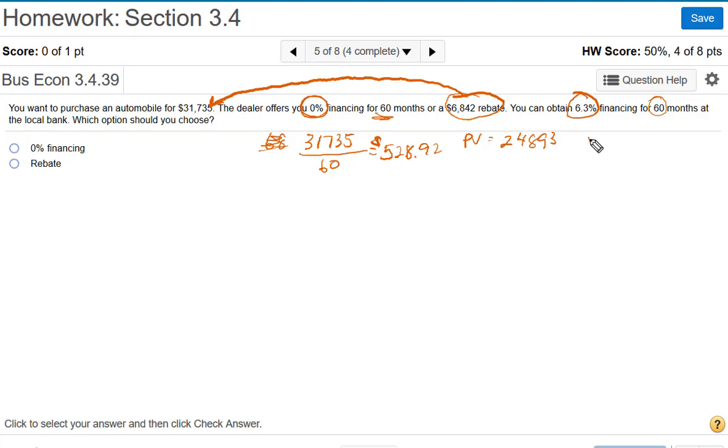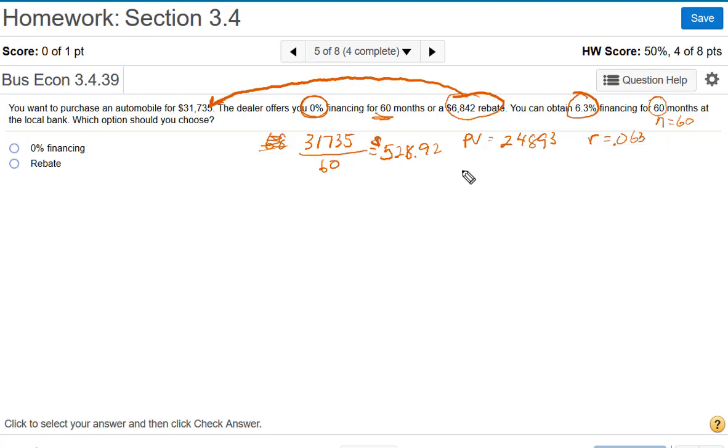So that would be our PV in our formula. 6.3% would be our R. Now that would be 0.063. Now we can use this 60 as the N. So that would be N equals 60. And then we want to find the payment.